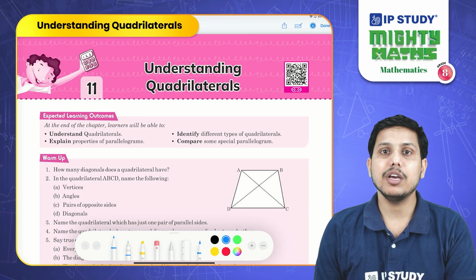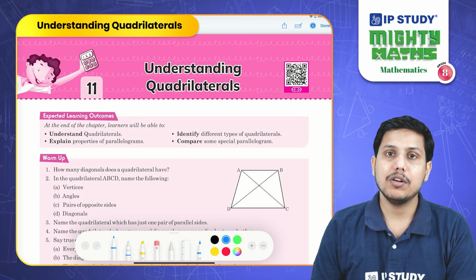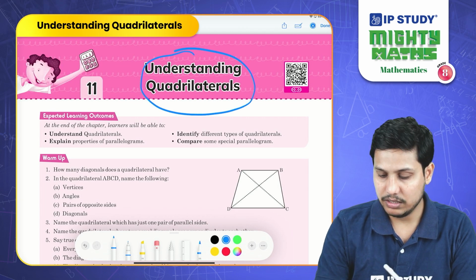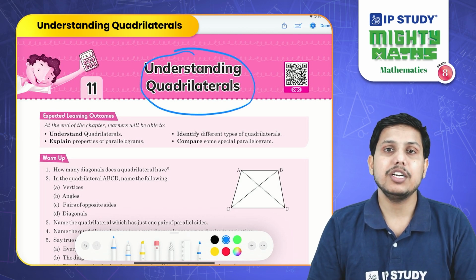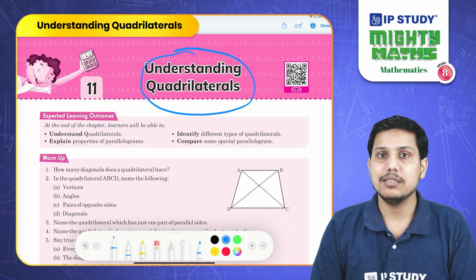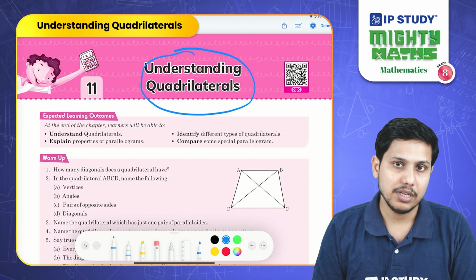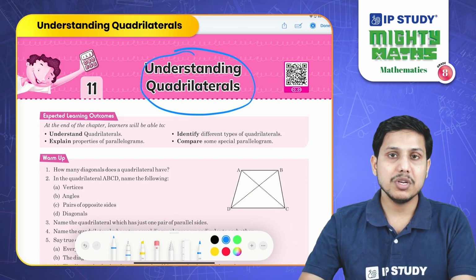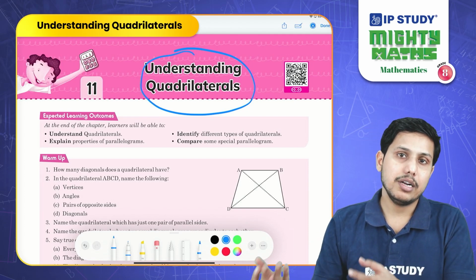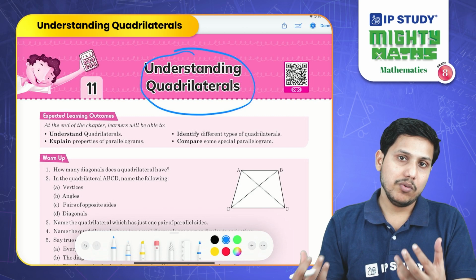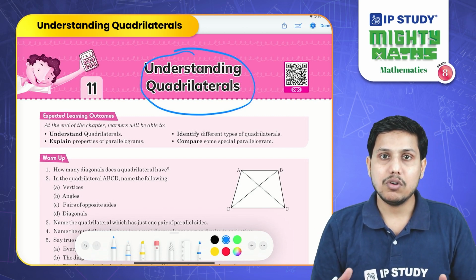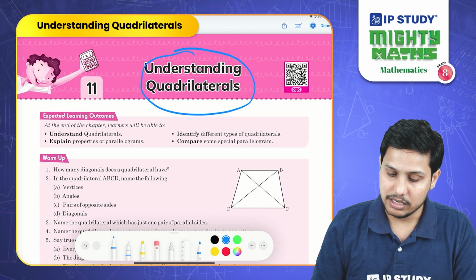In this video, we are going to cover chapter 11 of grade 8, and the name of the chapter is Understanding Quadrilaterals. Students, let us see what are the different topics we are going to cover under this chapter. So we'll see what are polygons and what are its different types. And then we'll see a special type of polygon which is called quadrilateral and what are their types. Then we'll see what is parallelogram and what are its special cases. Yes, so all these topics we have to understand under this chapter.